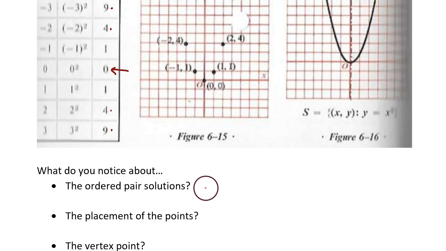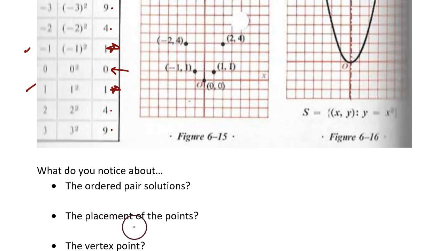Except for 0, 0, two different x values have the same y value. When x is -1, the y value is +1. But when x is +1, the y value is +1.